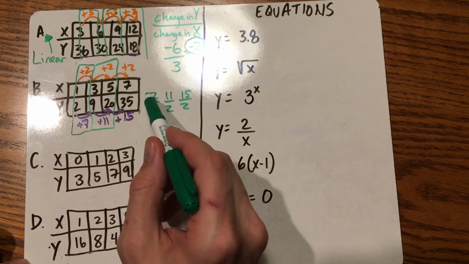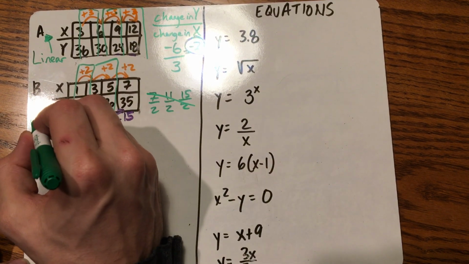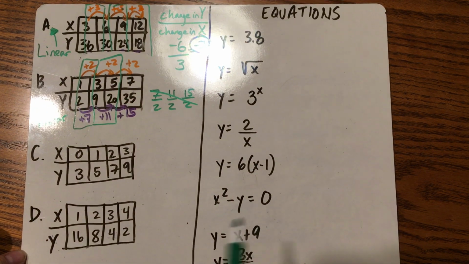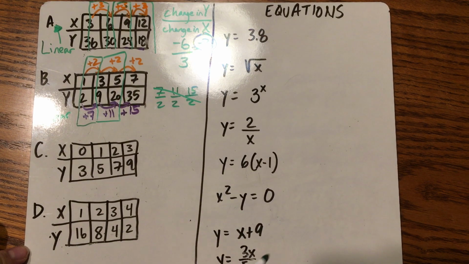And these are all different. So is this linear? No, this is not a linear graph. This is non-linear. Non-linear on letter B. See the difference between those two? Okay, same thing on C.